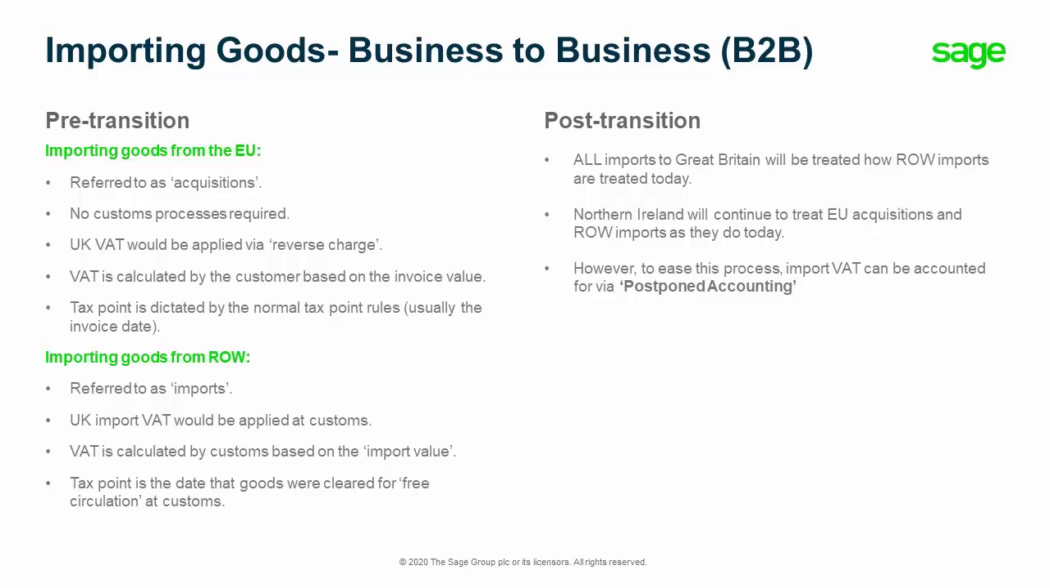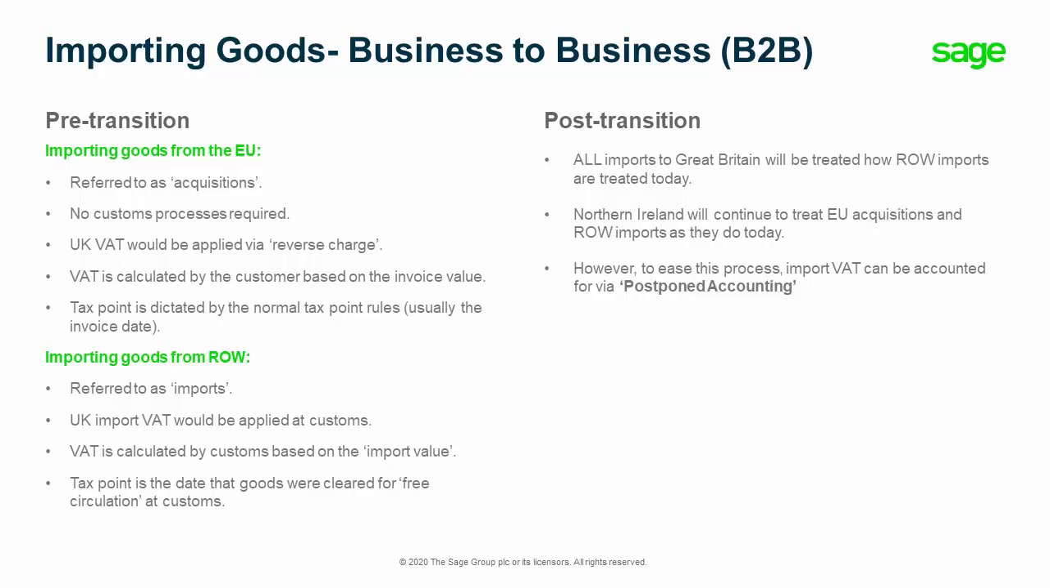So before the transition, in terms of importing goods from the EU, they were referred to as acquisitions, and no customs processes are required. UK VAT would be applied via reverse charge. The VAT is calculated by the customer based on the invoice value, and the tax point is dictated by the normal tax point rules, which are usually the invoice date.